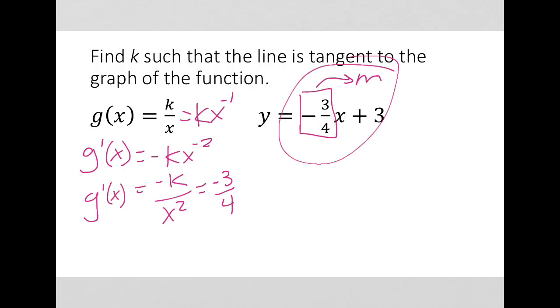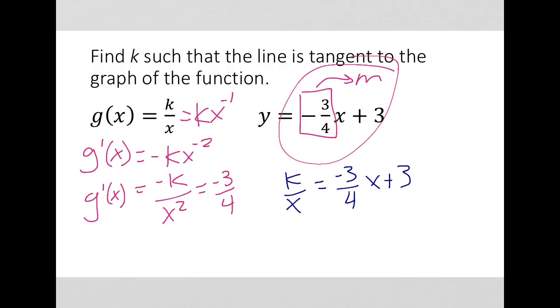And I'm going to leave that for now, and let's see what my other function is going to be. This time I'm going to get this function by setting my two equations equal to each other. So I get k over x equals negative 3 over 4x plus 3. And so let's start to solve this. I'm going to do something crazy here when I solve this. I am going to multiply by 1 power of x on both sides of my pink equation.